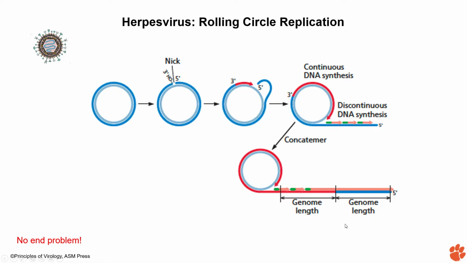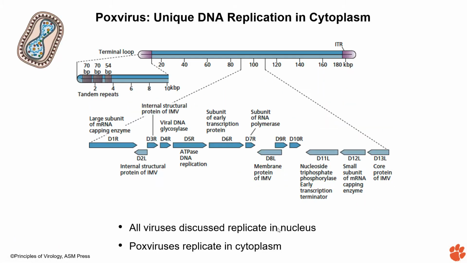So what we are going to see is that this concatemeric DNA, which is attached end to end, is going to be excised out for packaging into the viral particles. That's the next chapter. But that is the reason that you do not have any end problem in the rolling circle replication. So here, the pox virus.